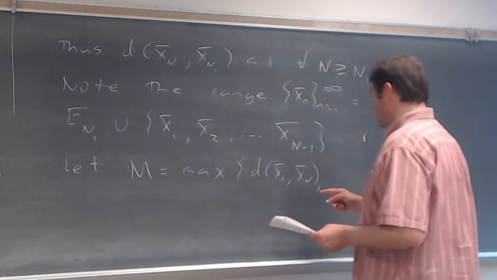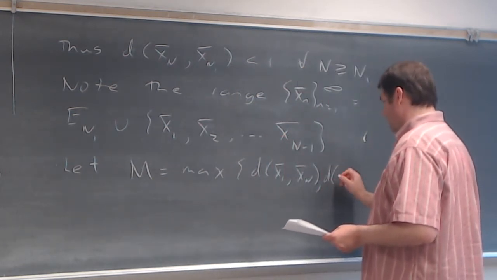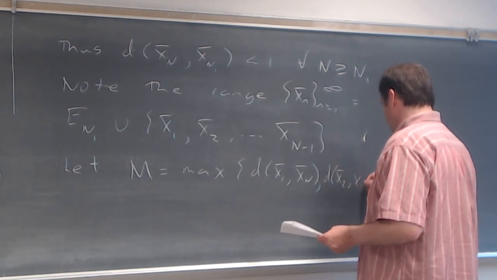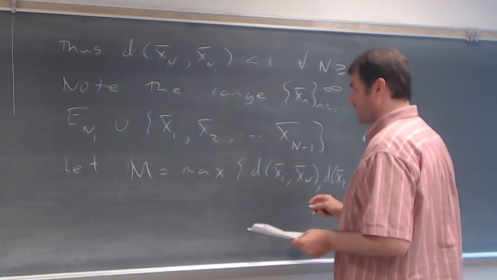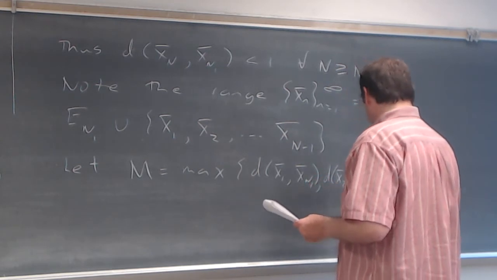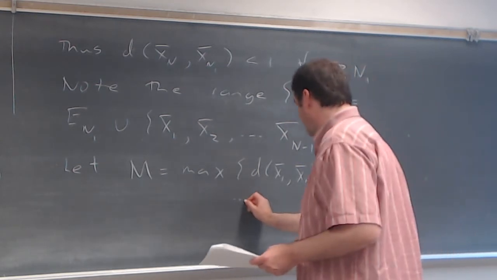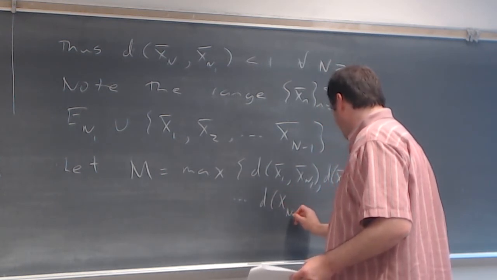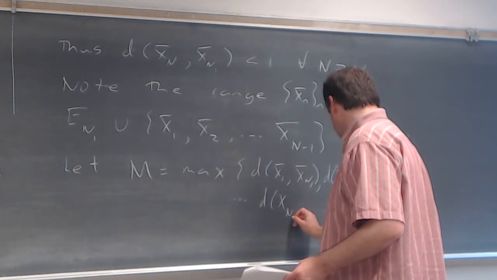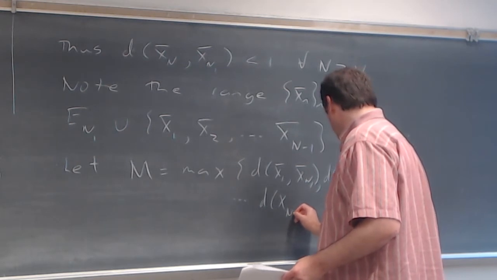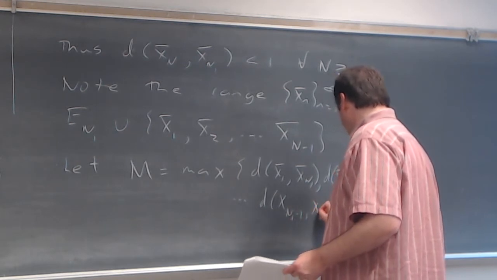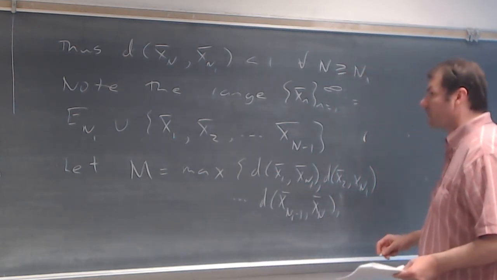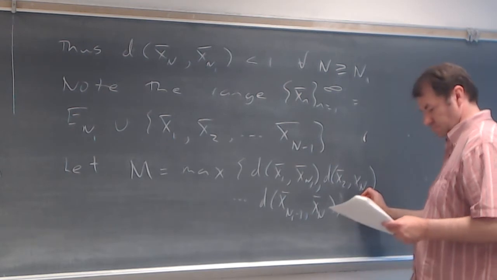The maximum of these distances. And here, the next distance we're going to consider is the distance between x sub 2 and x sub n sub 1, I think. Yes. And continuing on all the way up to the distance between x sub n sub 1 minus 1 and x sub n sub 1. Okay? And one more thing, and 1.